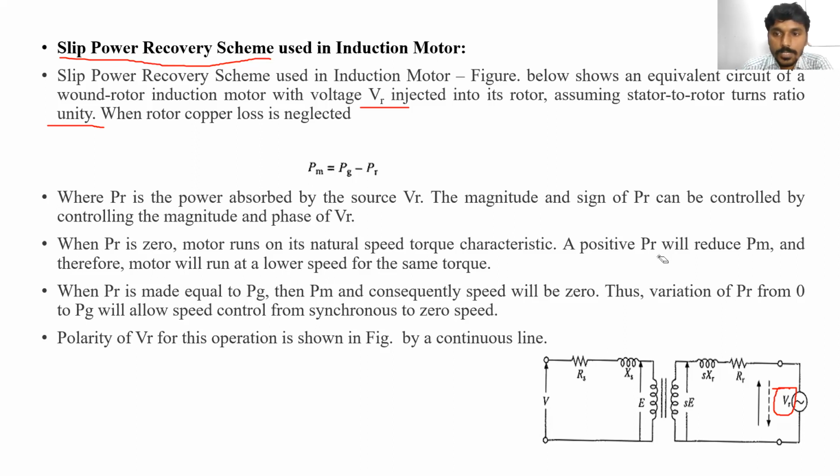If PR is positive, it will reduce PM. For example, PG, the air gap power, is equal to 10, and PR is equal to, for example, plus 2. Then PM is equal to 10 minus 2, which is equal to 8. So if the positive value is increased, PM reduces further.